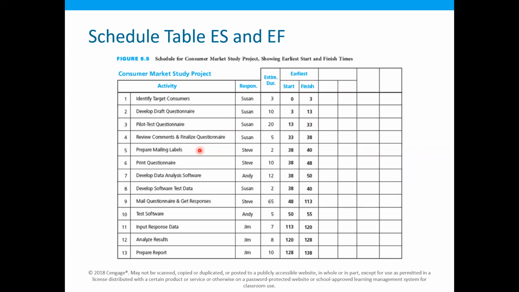Okay. So once you complete the forward pass, you can also create this table. So this is the list of activities, and of course the responsibilities, their estimated duration, and then you can input the earliest start and finish times from the network in this activity. So this is called the schedule table for the earliest start and earliest finish.